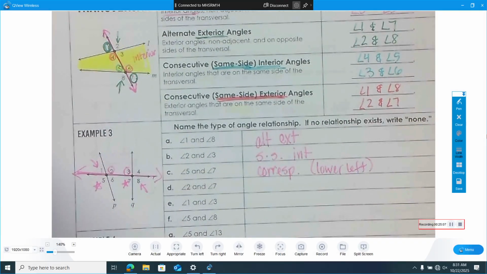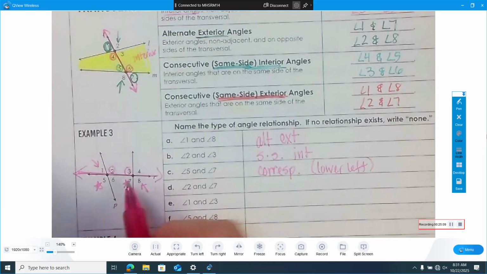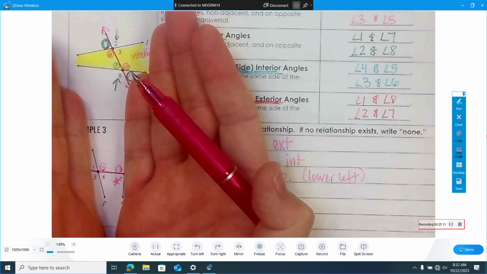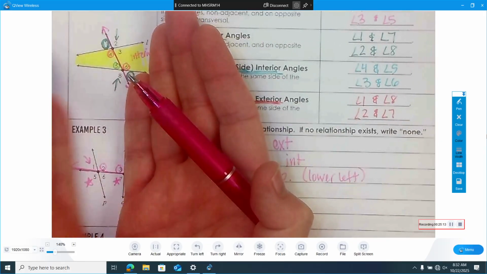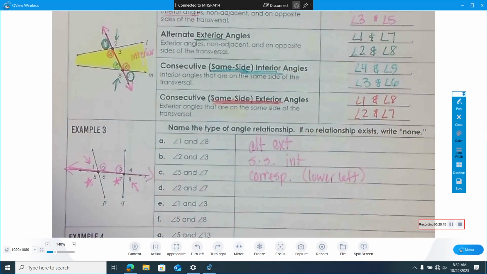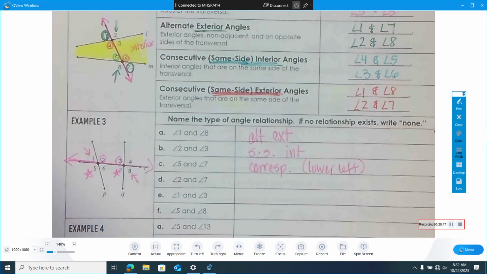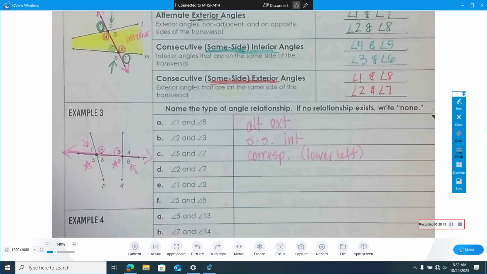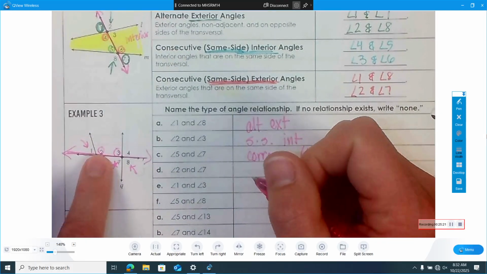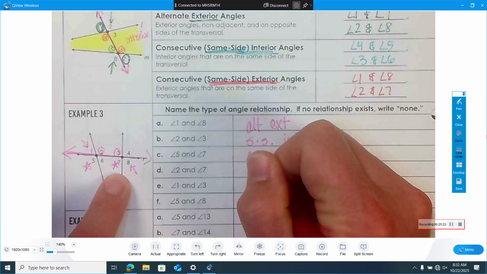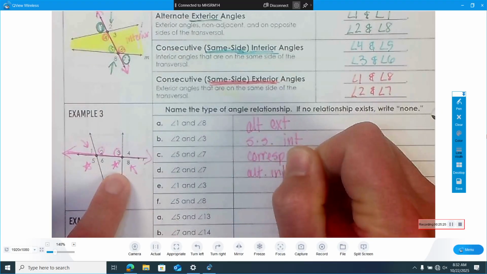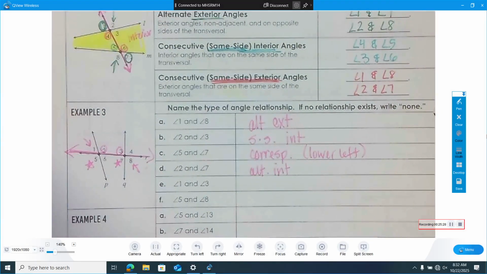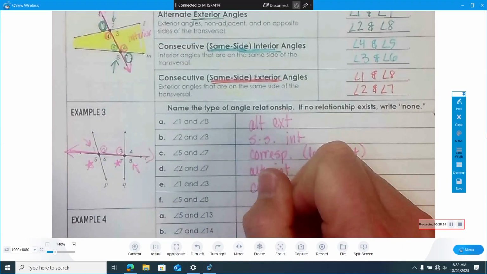And that's sometimes hard. But you can see how 7 is interior, in between the two lines. That's an interior, and 5 is exterior. So that is not one of our other 4. So corresponding. What about 2 and 7? Alternate interior. 2 and 7, they're alternate interior, in between the two lines. 1 and 3? Corresponding.